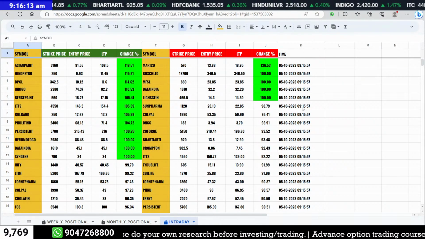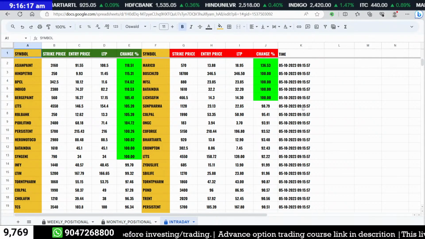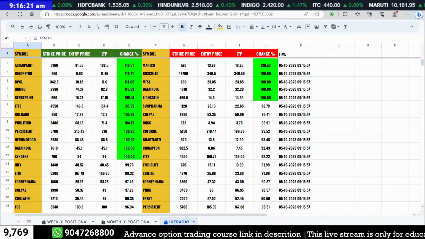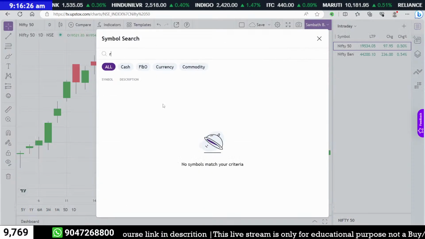We can see a lot of calls: Asian Paints, Indian Petro, BPCL, Berger Paints, LTTS, RBL Bank. Overall the market is positive. The RBL Bank 250 call option is at 12.6.